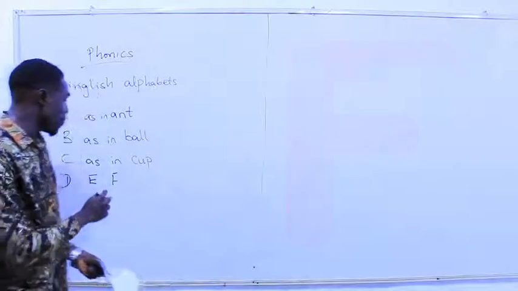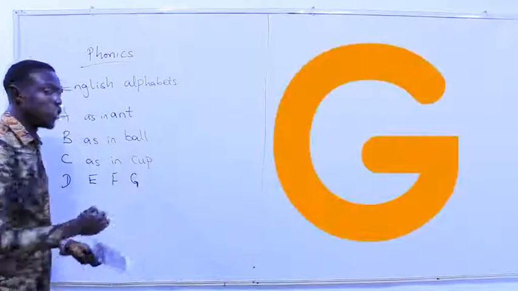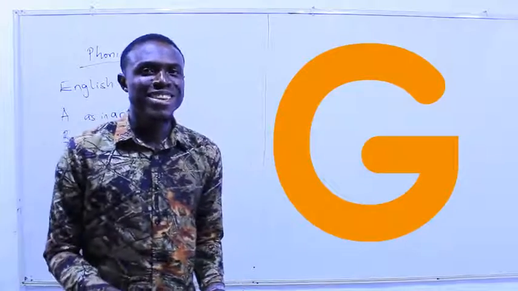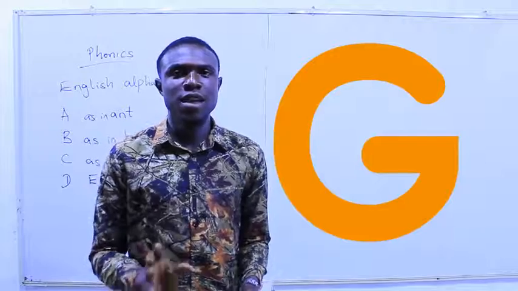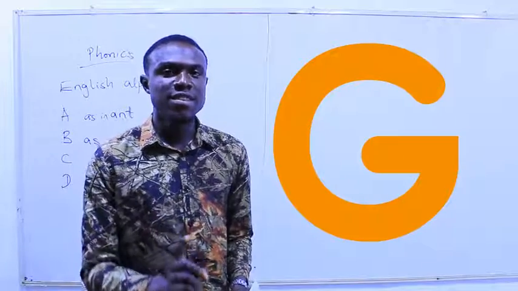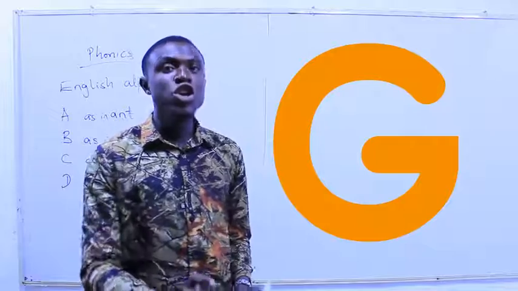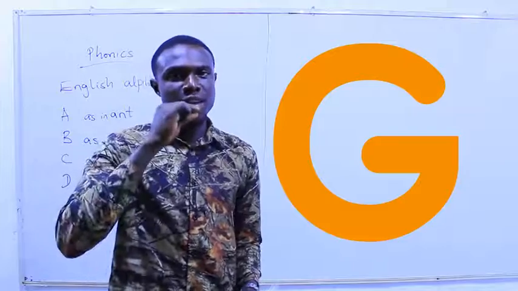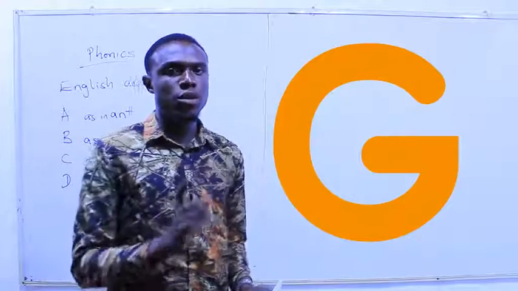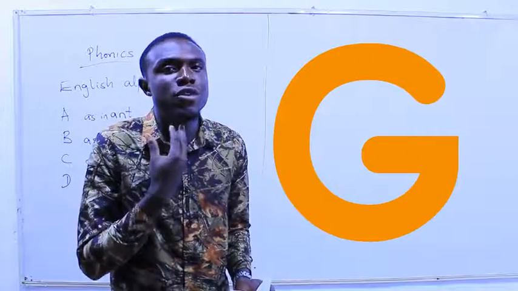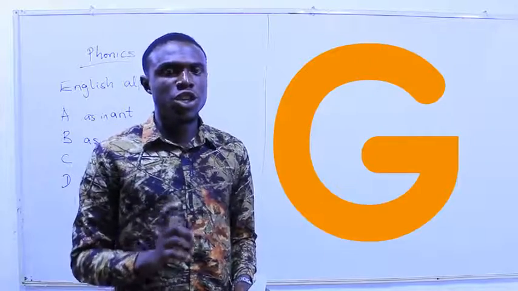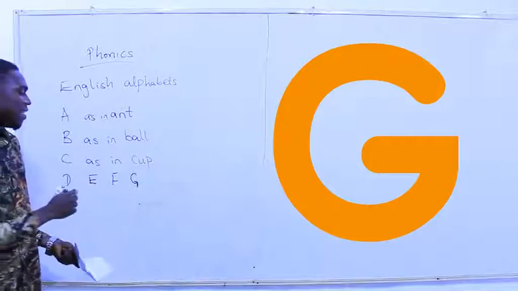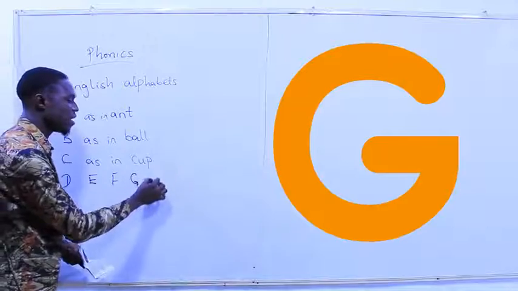Okay, now let's look at this one. G. Say it. G. Yes, G. That's just how to pronounce it. A, B, C, D, E, F, G. You just close your tooth tip and say G. There will be something like a vibration. Okay? A, B, C, D, E, F, G. We get the next one.